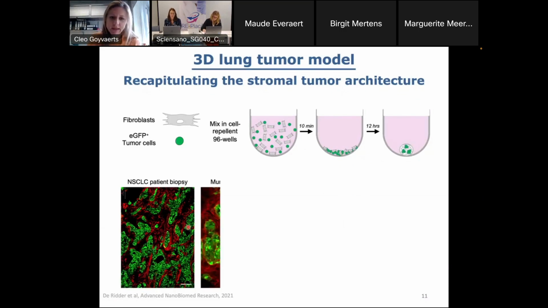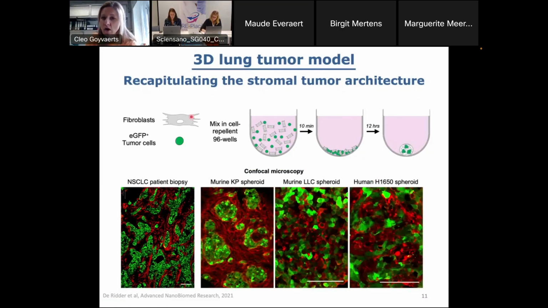appreciate. Now, when we used our technique, and I think the most important thing here to mention is that the optimization of this model lies in defining the exact ratio of fibroblasts and tumor cells you need to use.